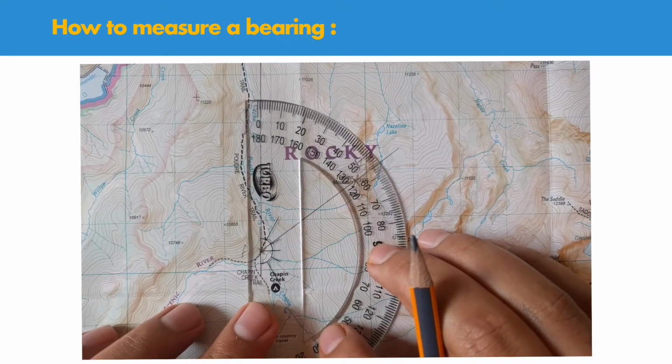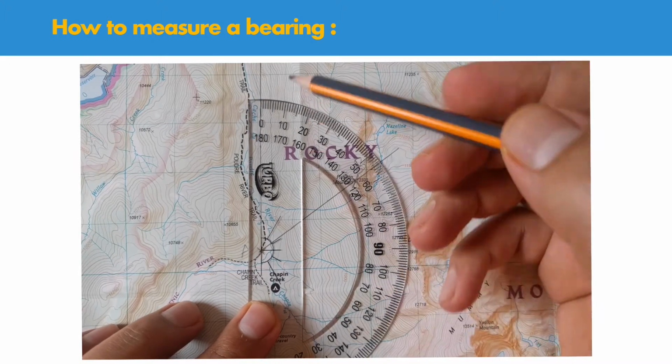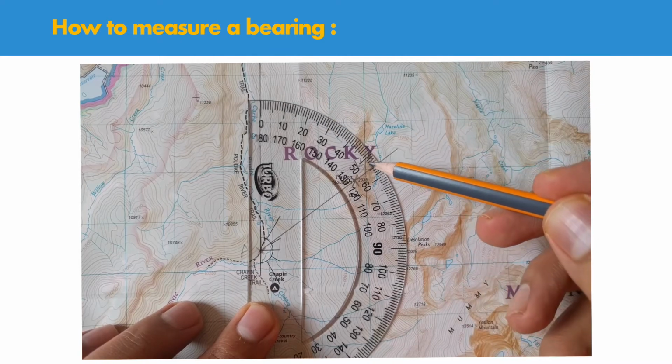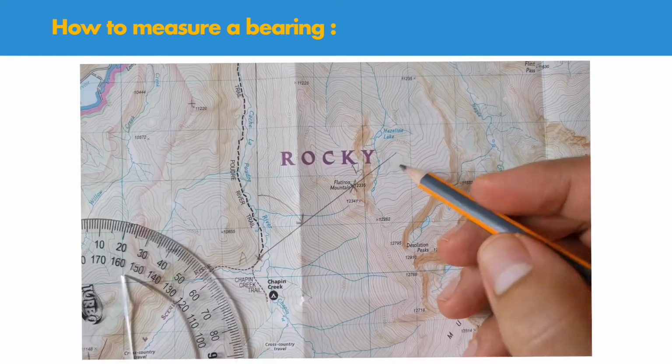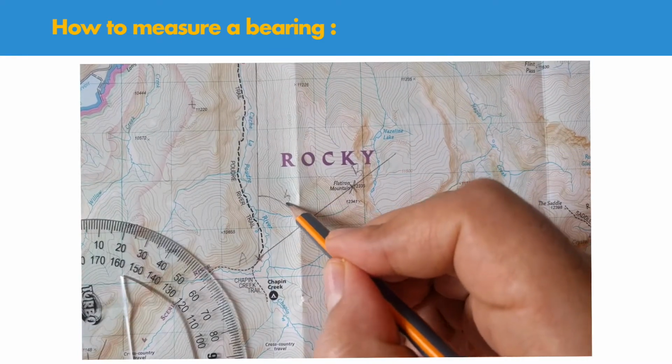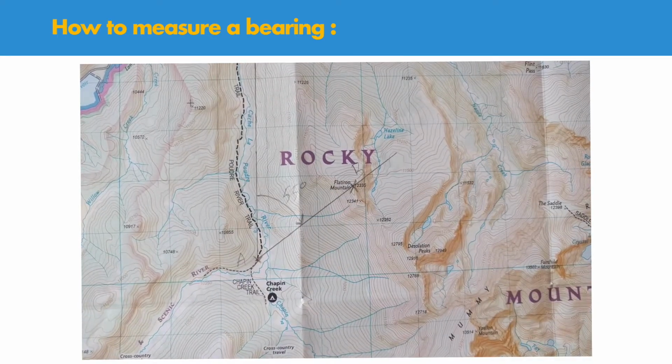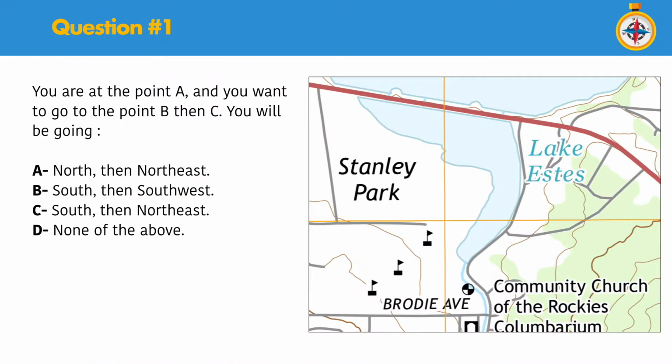To do that, put your protractor over the north line with 0 degrees at the top and measure the angle to point B. And remember always to give the answer in the correct order. In this case, it's a bearing from point A to point B, and not from point B to point A, because the bearing in the opposite order is totally different. Now you know how to measure a bearing on a topographic map.